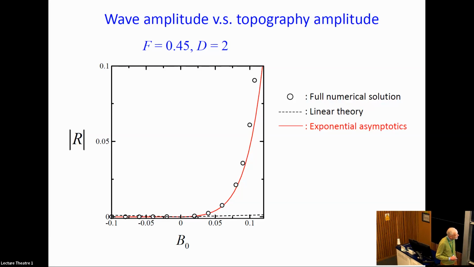And you can see for positive B naught, the response is huge relative to the linear. And the theory, the exponential asymptotics, is capturing this very nicely. For negative forcing it is practically 0. It's smaller than the linear theory, but anyway, it's practically 0.